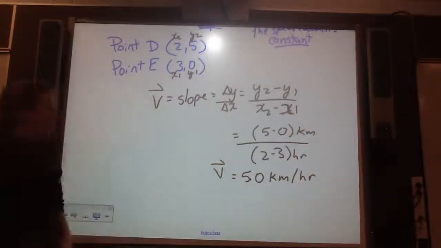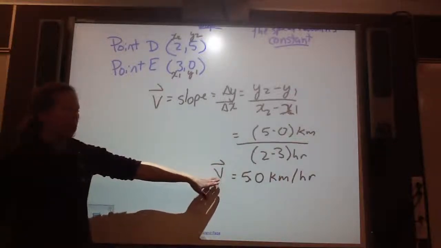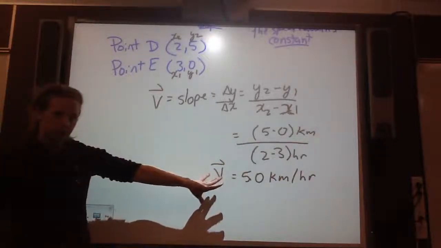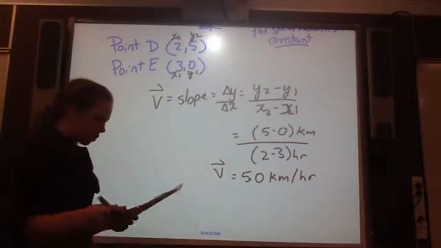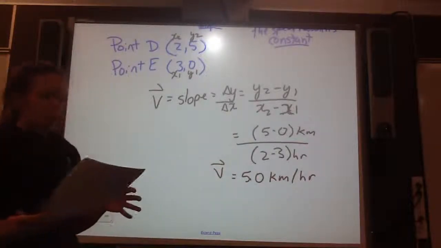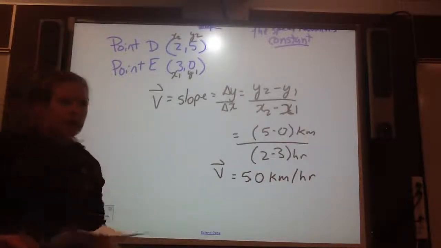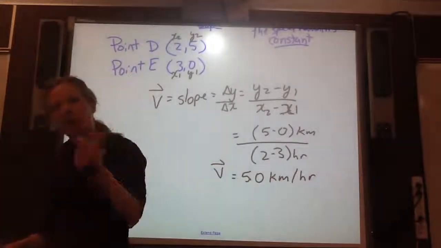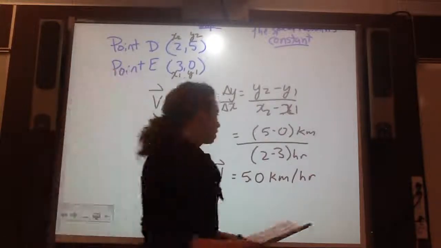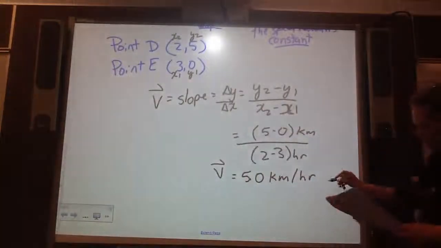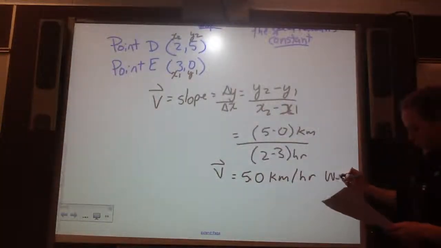But what else do I need since this is a velocity? Direction. So what direction is the boat going at that point? West, yeah, because at that point it had already changed direction. Okay, so this is 5.0 kilometers per hour west.